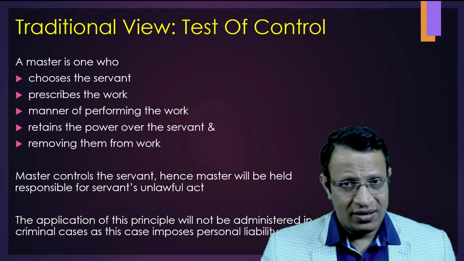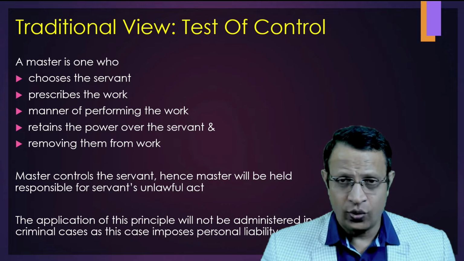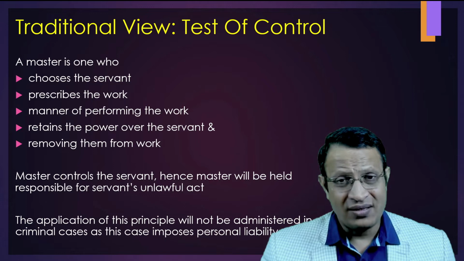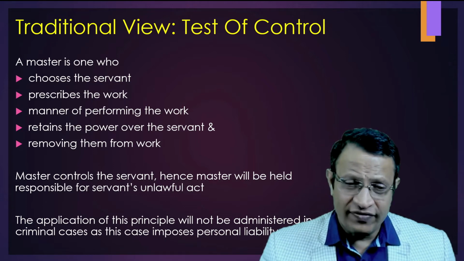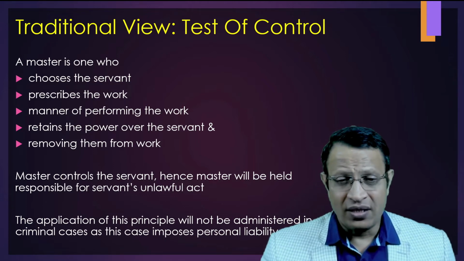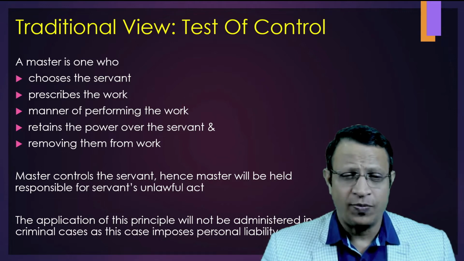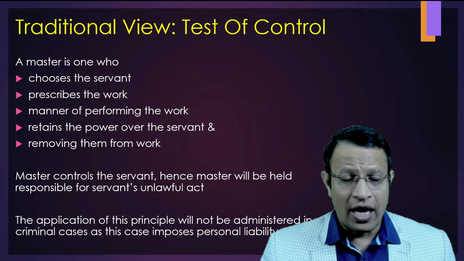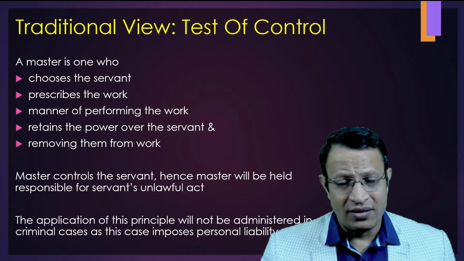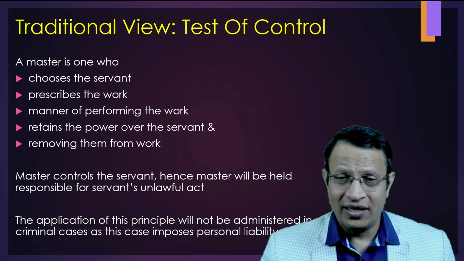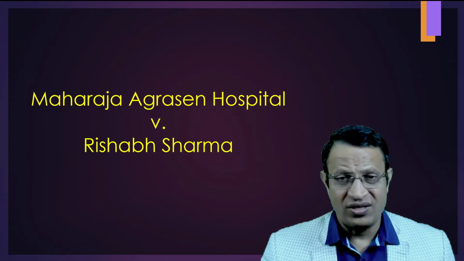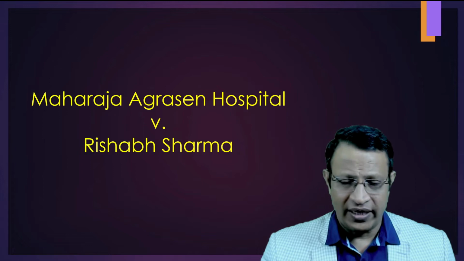And he has all the power to remove the person from the job. That means the master is delegating his work or doing his work through his servants. Hence, the master will be held responsible through the test of control. That means master controls the servant, hence master will be held responsible for the servant's unlawful act, which is vicarious liability. The application of this principle will not be administered in the criminal case, as this is involved in personal liability with regard to negligence. Let's discuss one of the important Supreme Court's decisions with regard to vicarious liability.